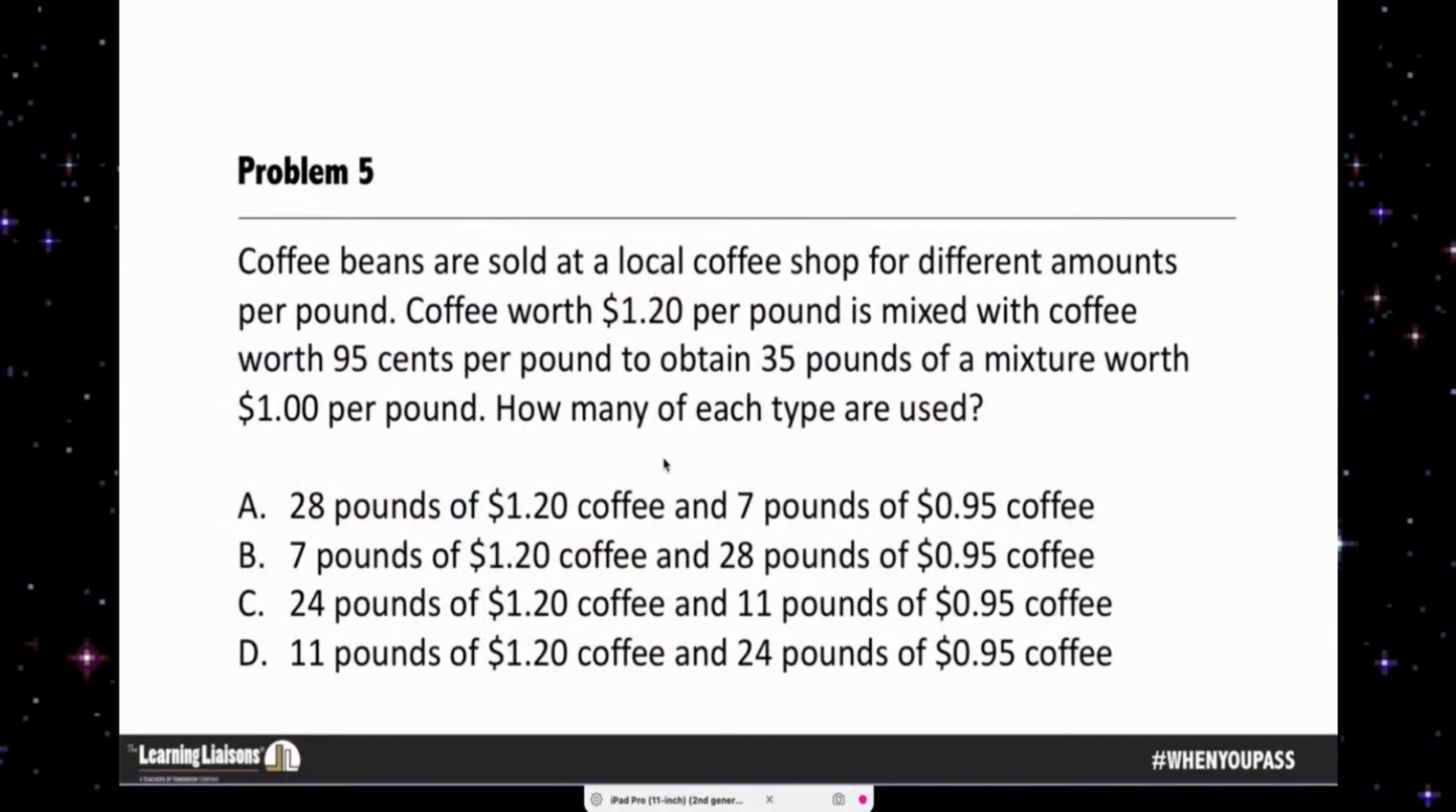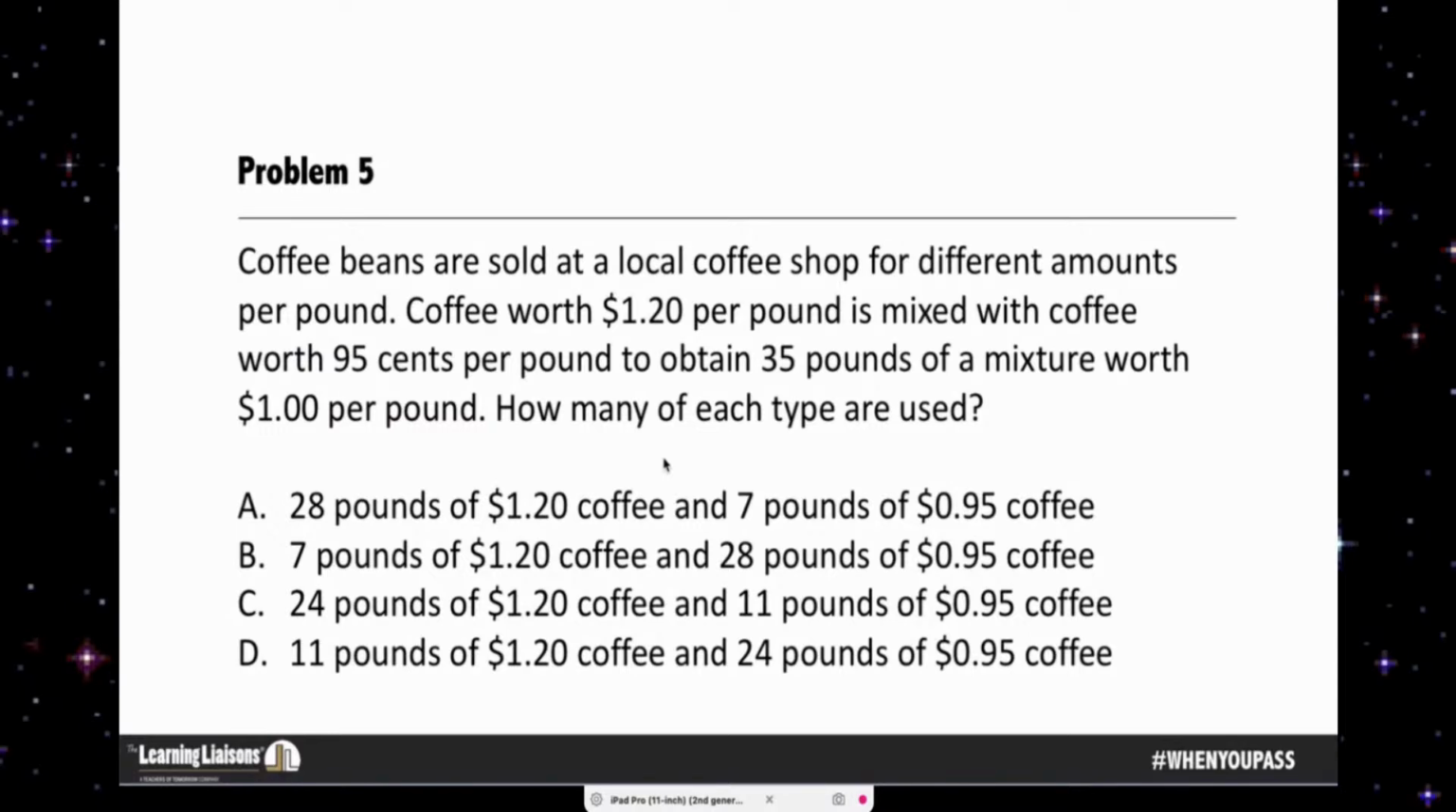Coffee beans are sold at a local coffee shop for different amounts per pound. Coffee worth $1.20 per pound is mixed with coffee worth 95 cents per pound to obtain 35 pounds of a mixture worth $1 per pound. How many of each type are used?